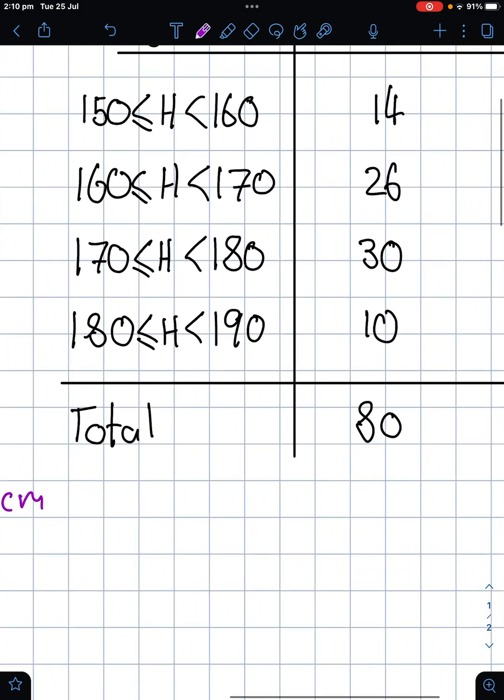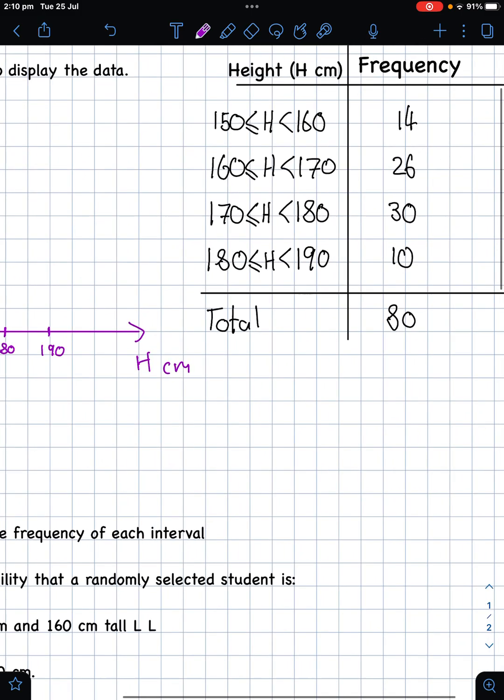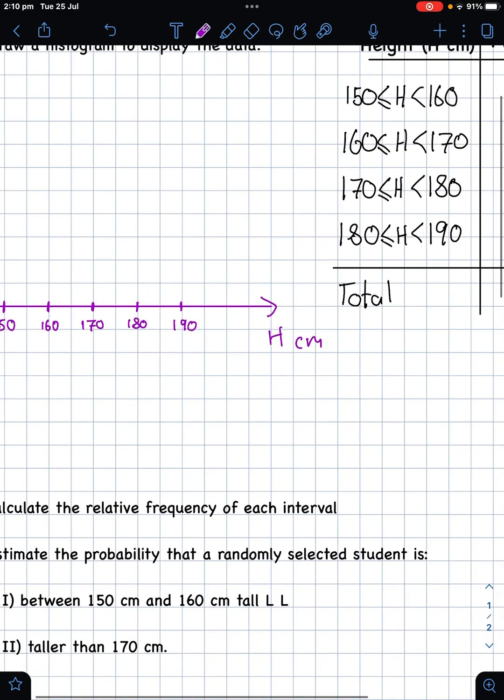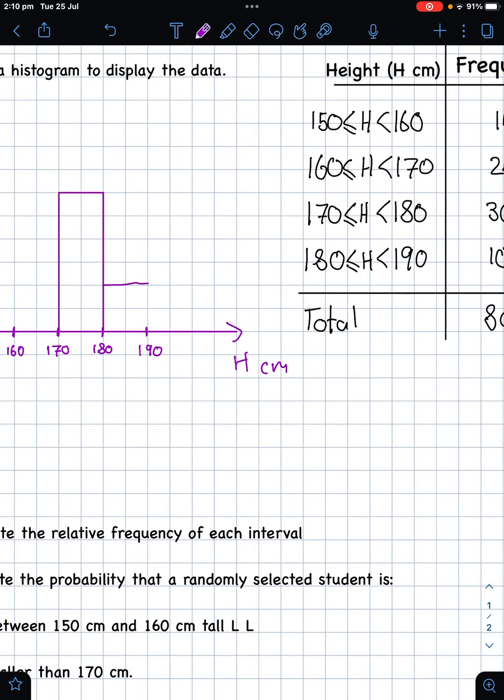You'll notice here that 30 is our biggest number. So this is our middle one here: 170 to 180 is 30. So let's do each block as 10, 10, 20, 30. That's going to get us to 30. We've got this last one is 10, so that'll be 10 there.